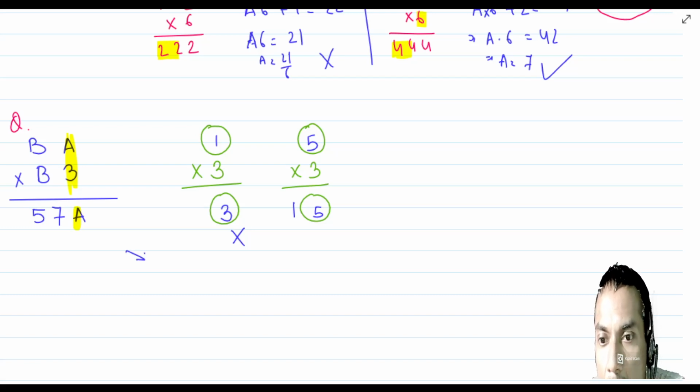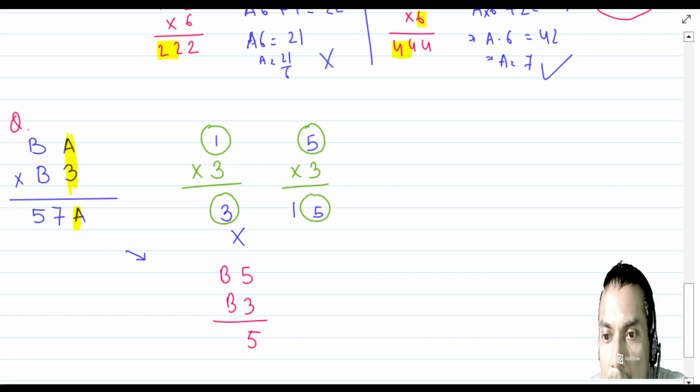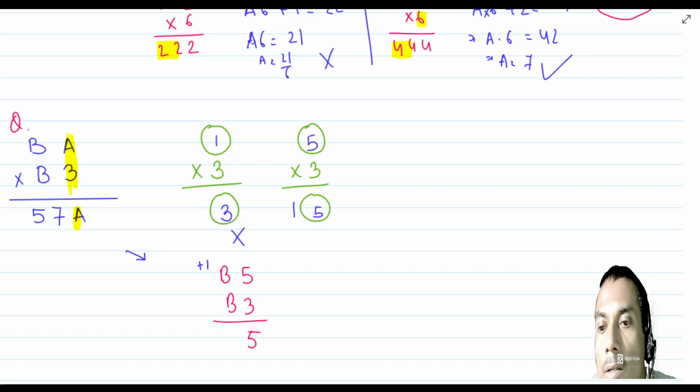Then we replace the A with 5, we get the value B5, B3, and here it is 5. You must remember here 1 is carry forward. 1 is carry forward. Now here it is given 57, correct?